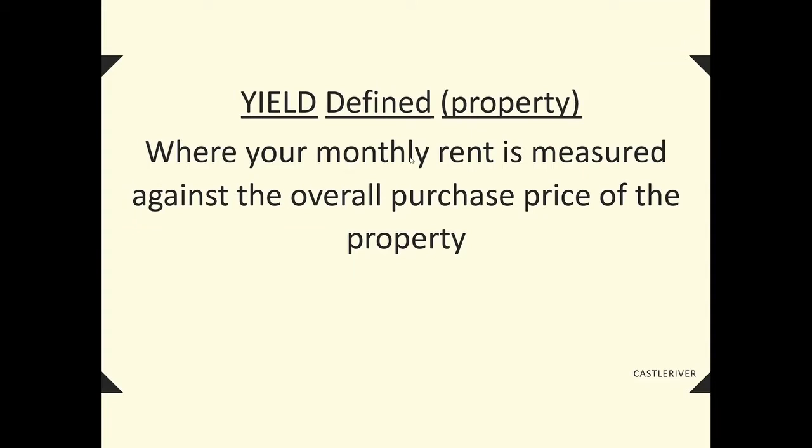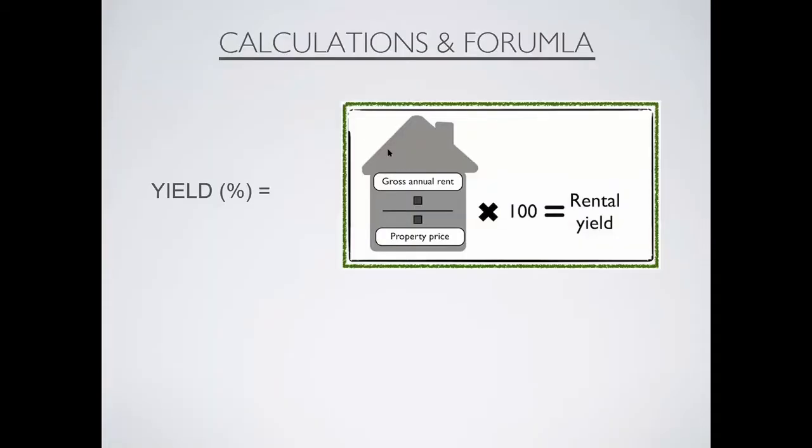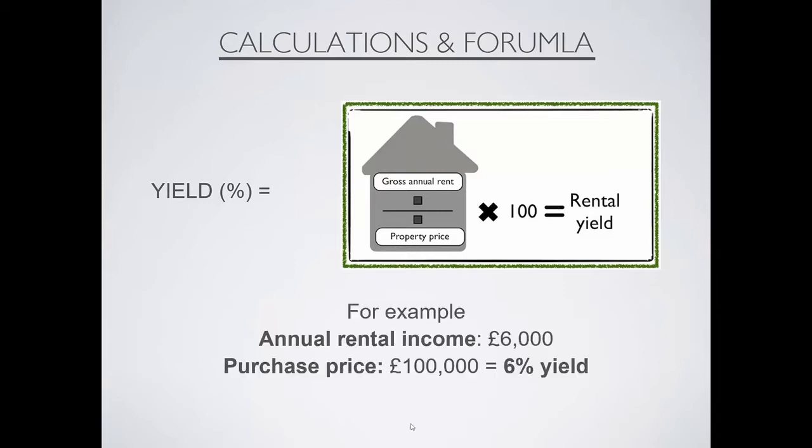And then, let's have a look at the actual formula. So yield is, you take all the rent that you make in a year, so your gross annual rent, you divide it by the purchase price of the actual property, and then you times it by 100 to get a rental yield. So just to give you an example, if you are purchasing a property for £100,000 and you are achieving, let's say, £6,000 annual income, which is £500 a month rent, then your property will be yielding at 6%.